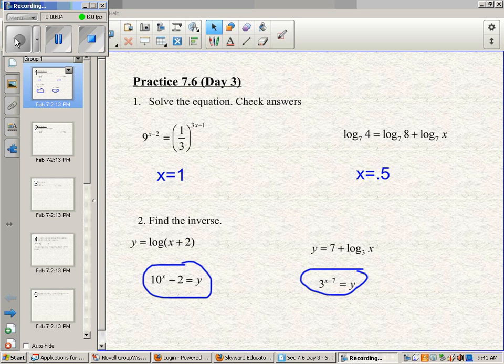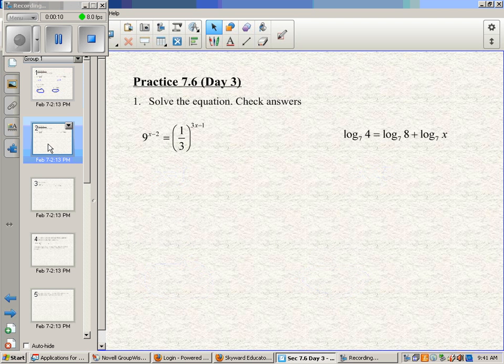So we got the answers up there for you. Which ones do we need to go through? First one. All right, so on that first one, you need to have the same base. You can't change the value of the base. You can rewrite it in a different form though.